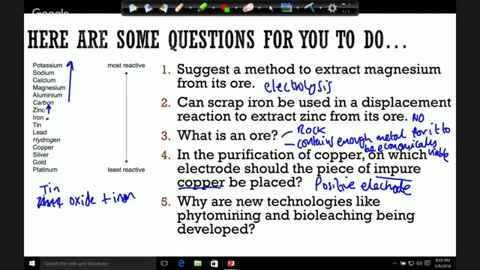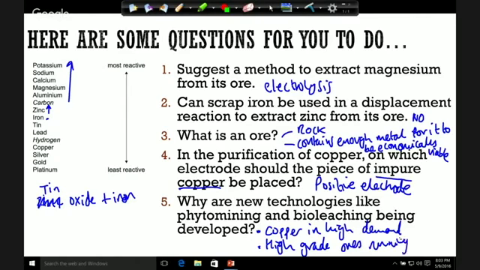And why are new technologies like phytomining and bioleaching being developed? Well, that's the idea that copper is in high demand, and that also, as well as it being in high demand, high-grade ores are running out. So very well done if you got those correct.